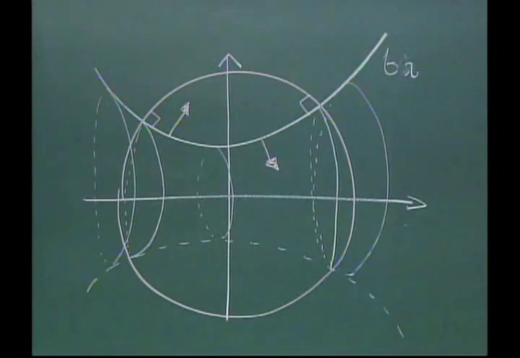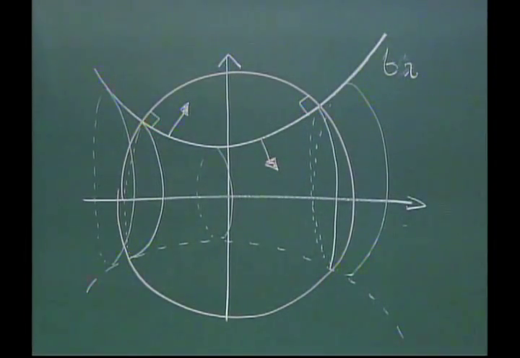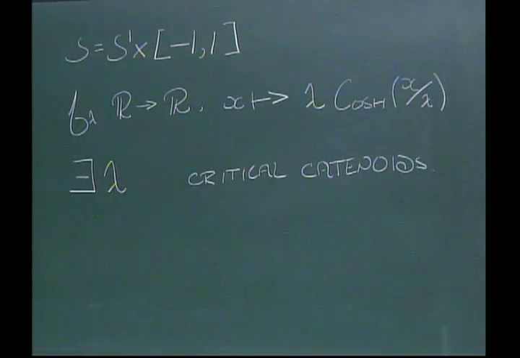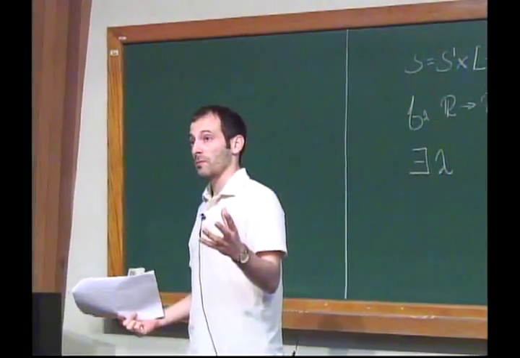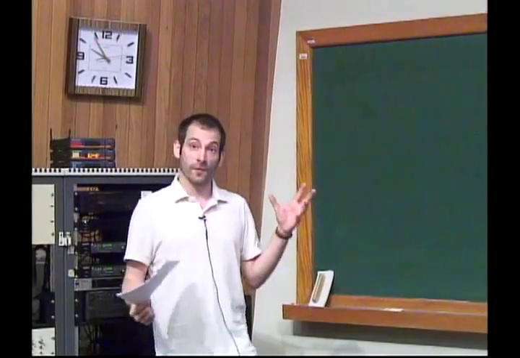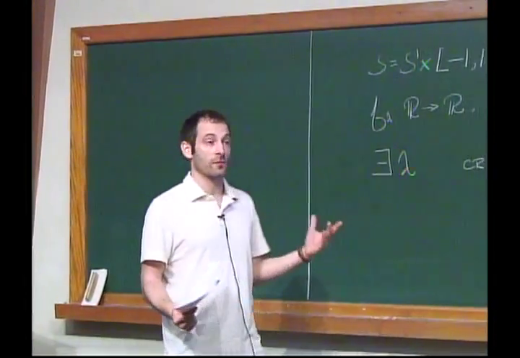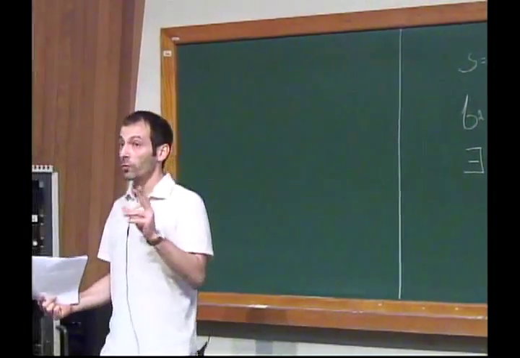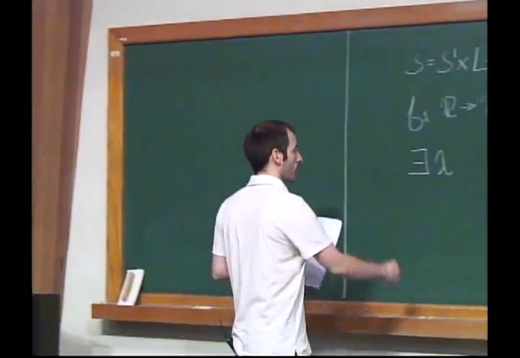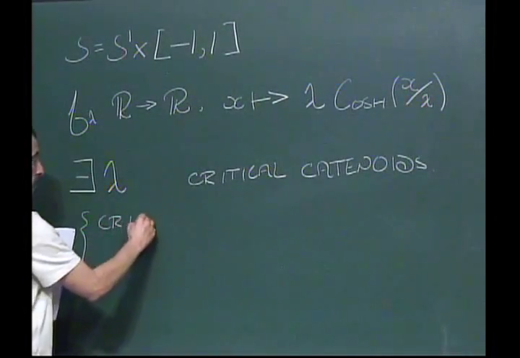That's the first point. Second point is that given an orientation away from the axis or towards the axis, any critical catenoid is uniquely determined by its axis. And we know that the space of all axes in R3, that's just two-dimensional real projective space. So we know that given an orientation, the moduli space of critical catenoids with that orientation is diffeomorphic to real projective space.